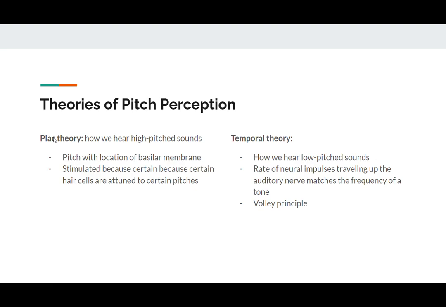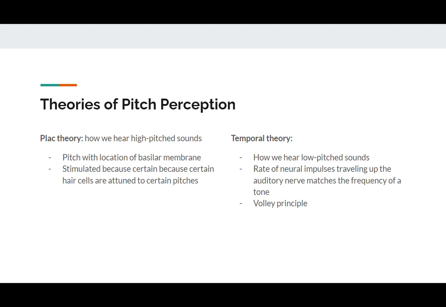Place theory explains how we hear high-pitched sounds. Developed by Georg von Békésy, it links pitch with the location on the basilar membrane that is stimulated, because certain hair cells are attuned to certain pitches. Because high-pitched sounds have a high frequency, they peak near the close end of the basilar membrane.